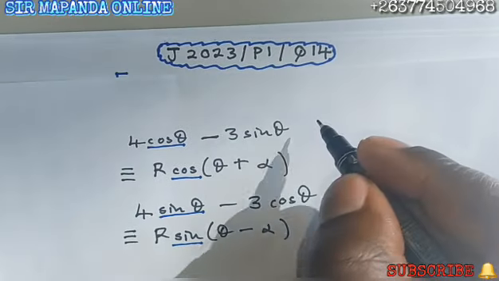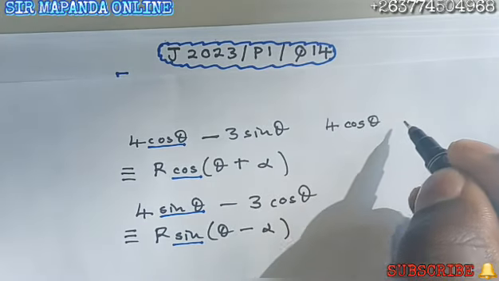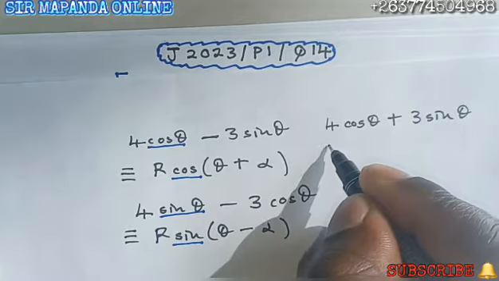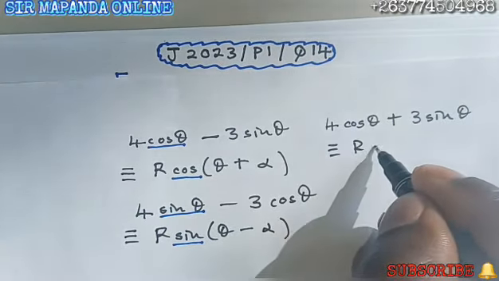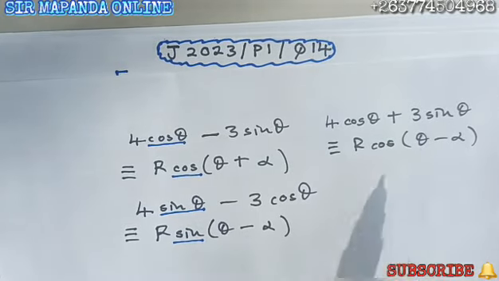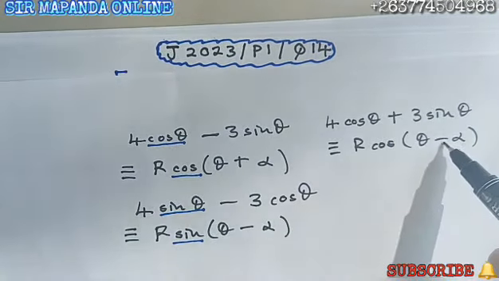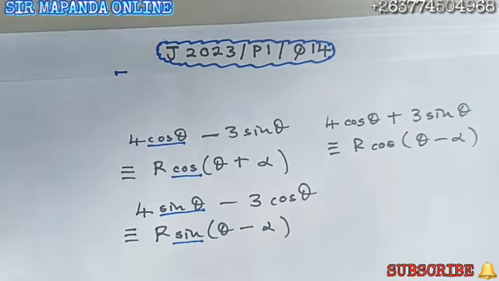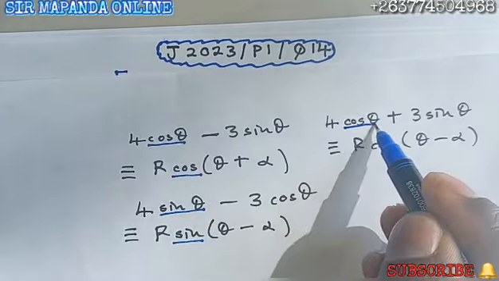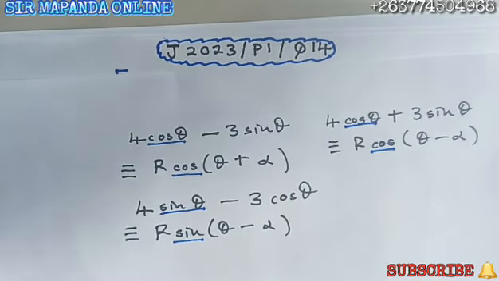What I'm trying to say is, if you have 4 cos theta plus 3 sin theta, you get r cos open bracket theta minus alpha. So if you have minus, you get plus. If you have plus, you get minus. But the key thing is, if you start with the cos, you put it in r cos. I hope you are following class.